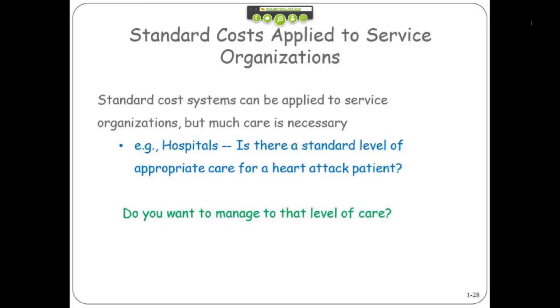Because while there is maybe a standard of care that's appropriate, you don't want your service provider to be thinking about that standard of care and no more than that when you go into a hospital.